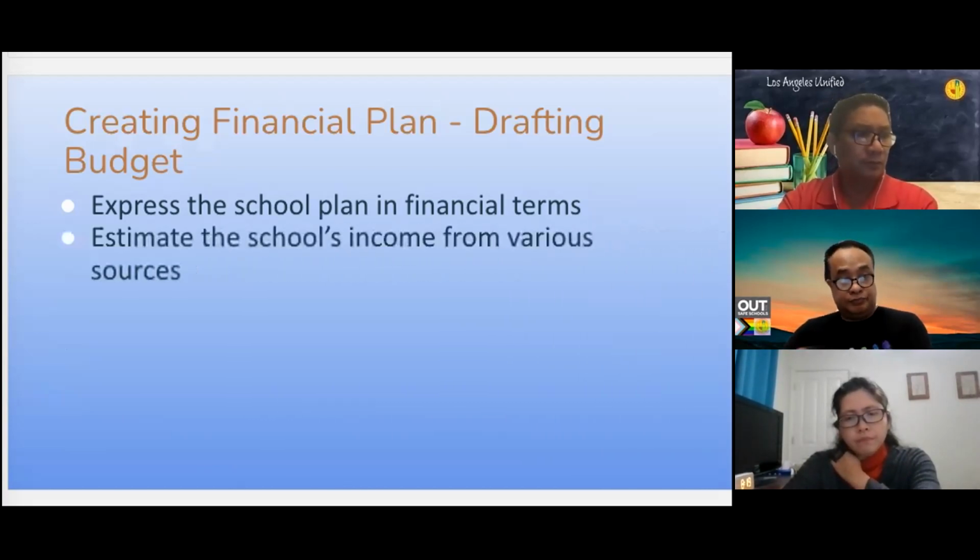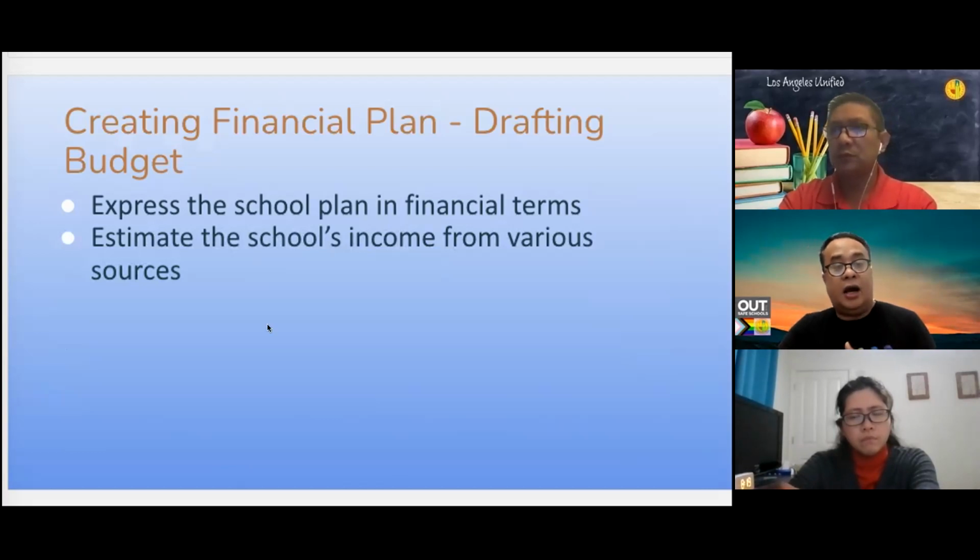And then from here, we estimate the school's income from various sources, because that adds up to the pot. Mr. C is going to be discussing this later on: aside from the money coming from the government, there are other monies that come from different sources. That pretty much gives you an idea of how much budget the school has.